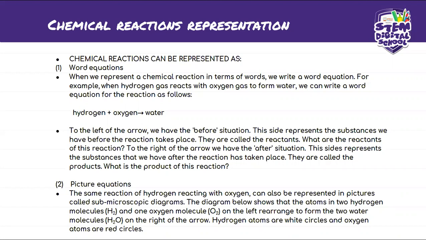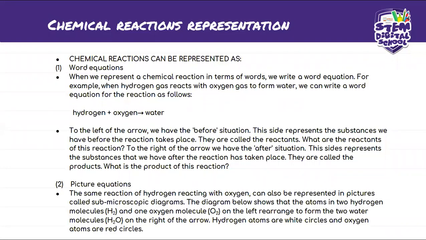To the left of the arrow, we have the before situation. This side represents the substances that we have before the reaction takes place. They are called what? The reactants. So take note. What are the reactants of this reaction? You can guess. We have hydrogen and oxygen.